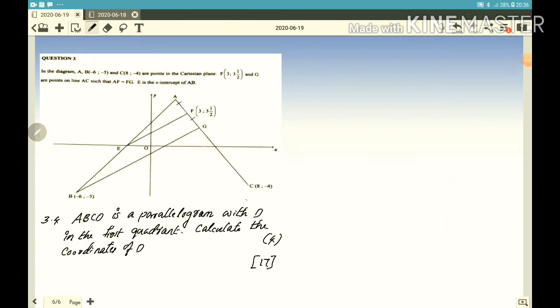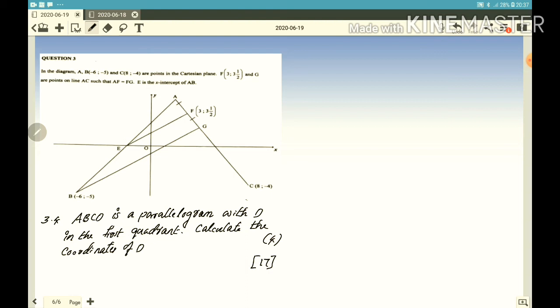Now we move to the last question, that is 3.4. What is that? ABCD is a parallelogram with D in the first quadrant. Calculate the coordinates of D. Here D is not there. You have to imagine that D is there and ABCD is a parallelogram. It's a very common question and it is very simple also.